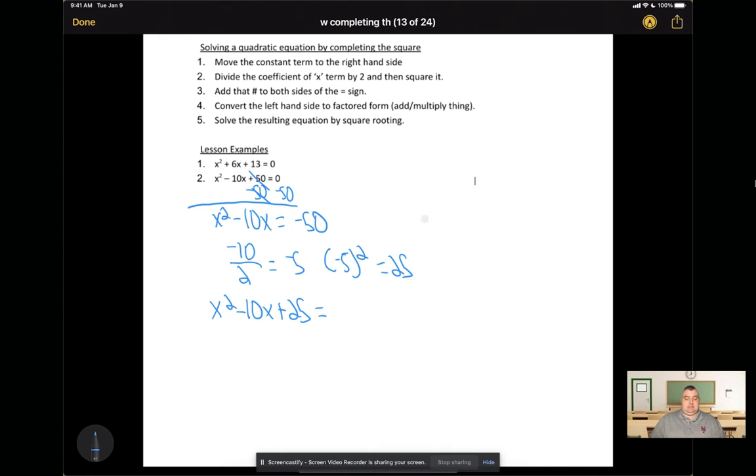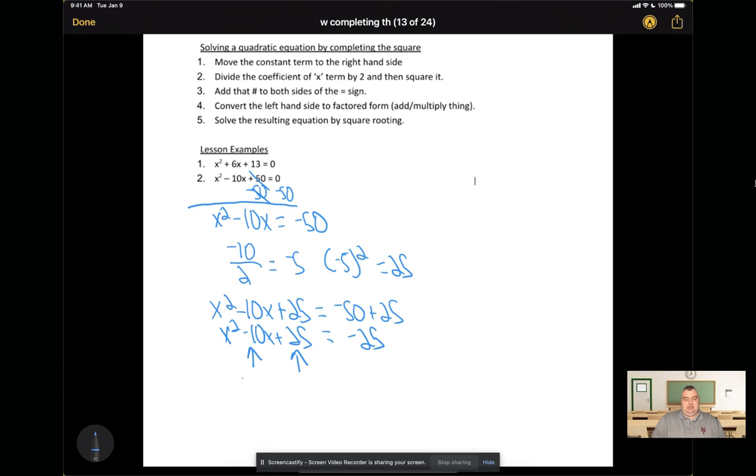On the right-hand side, remember, I had negative 50. So it's going to be negative 50 plus 25. Well, negative 50 plus 25 is negative 25. So x squared minus 10x plus 25 equals negative 25. So that's step 3. Step 4, convert the left-hand side to factored form.